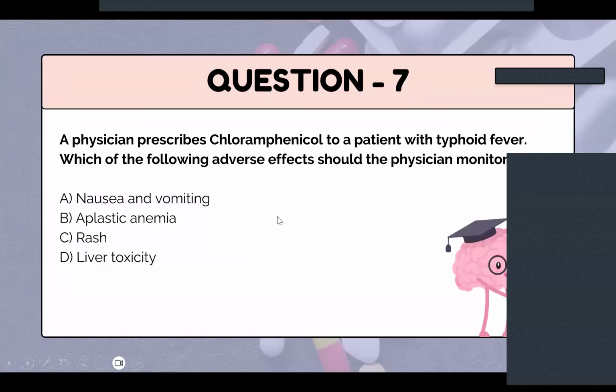So question number 7, a physician prescribes chloramphenicol to a patient with typhoid fever. Which of the following adverse effects should the physician monitor for? A, nausea and vomiting. B, aplastic anemia. C, rash. D, liver toxicity. Is it B? Aplastic anemia. It's B. Yes, it is B. You're right. Aplastic anemia.